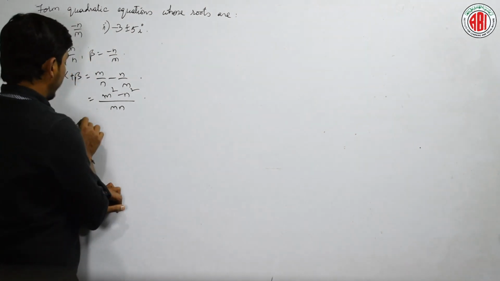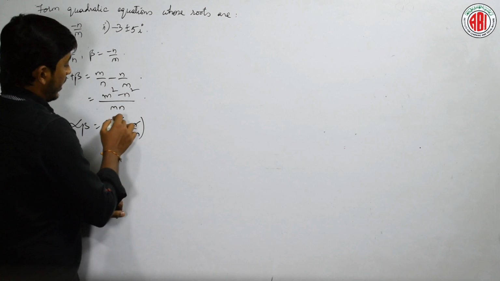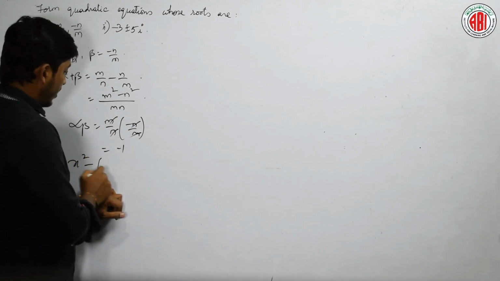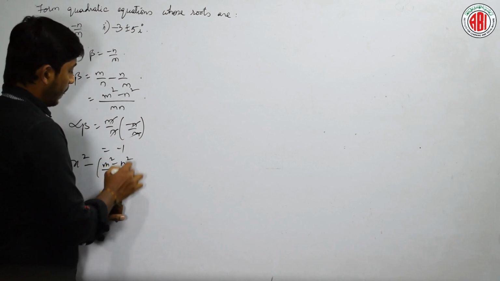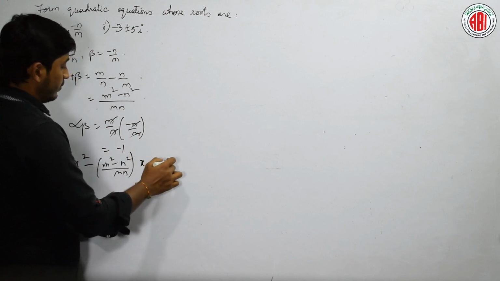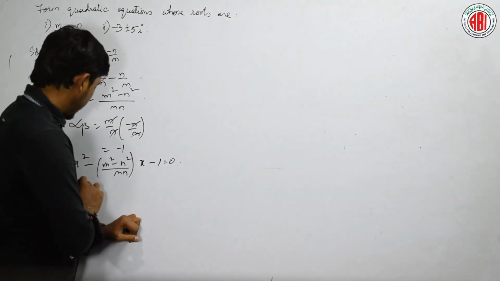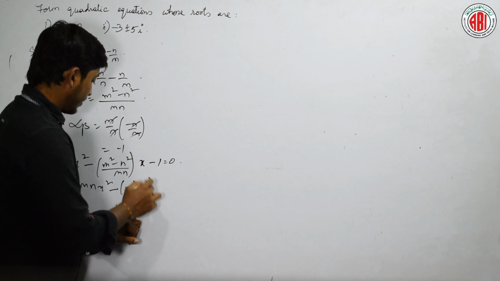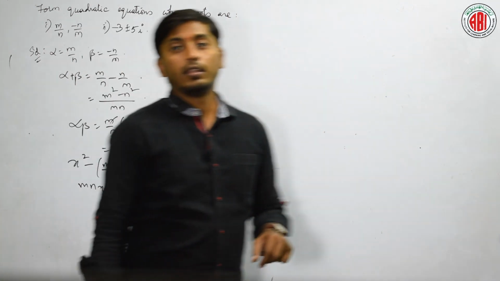Next, alpha beta, m by n into minus n by m. nn, mm got cancelled, I will get it as minus 1. So, what is the equation? X square minus alpha plus beta plus alpha beta. Till here it is fine, or else we can take LCM as mn, we will get it as mn x square minus m square minus n square into x minus mn equal to 0. Clear? Is it okay till there?